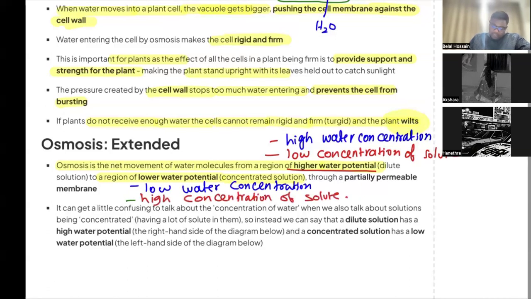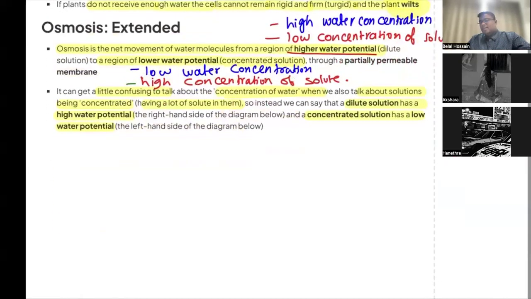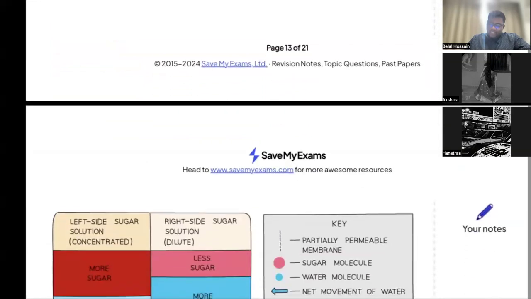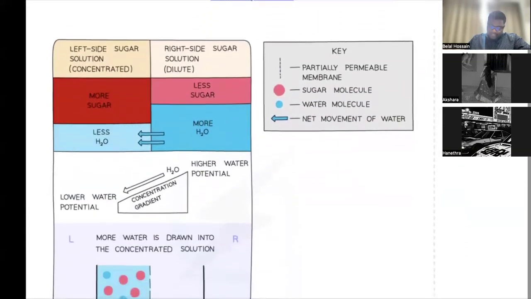Next, it can get a little confusing to talk about concentration of water. So we talk about solutions being concentrated, having a lot of solute in them. So instead we say that a dilute solution has high water potential and a concentrated solution has low water potential. Okay, I made this particular point yesterday and I'll discuss it later on again.